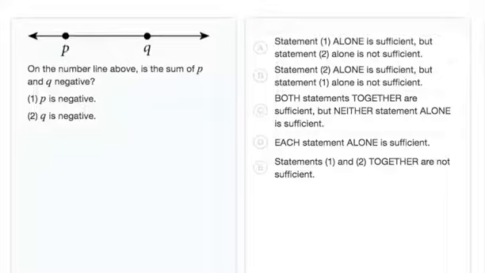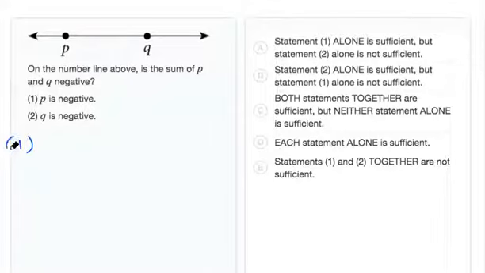So if we think for a second, the sum of P and Q being negative, the sum could be negative if both numbers are negative, or the sum could be negative if one number is greater negatively than the other. So we just need to determine whether we can actually conclude either of those things from the given statements. Let's go ahead and dive into the first statement.